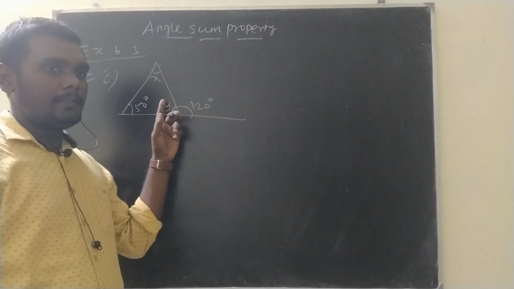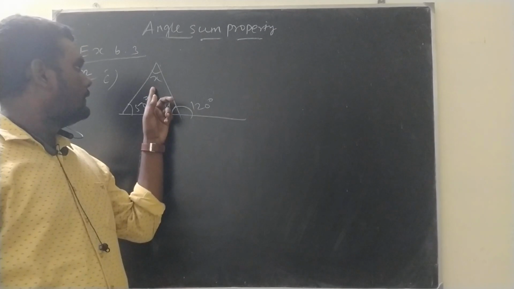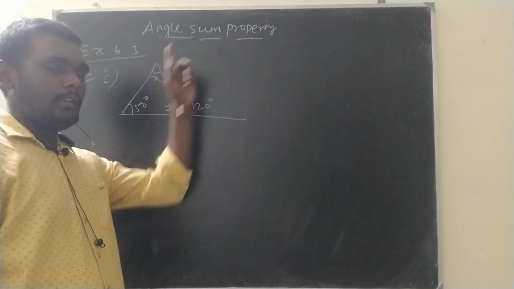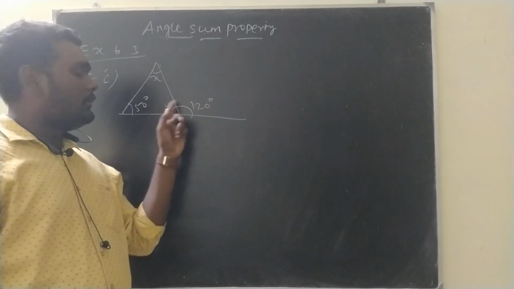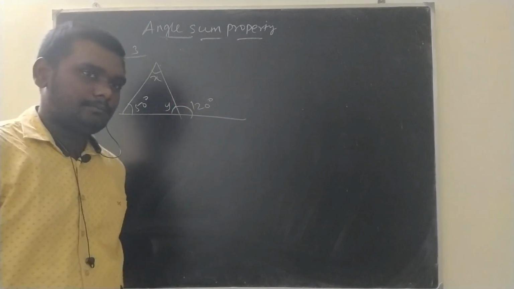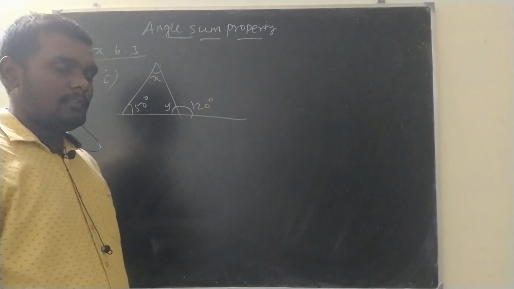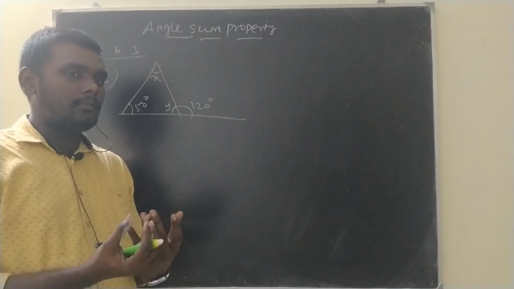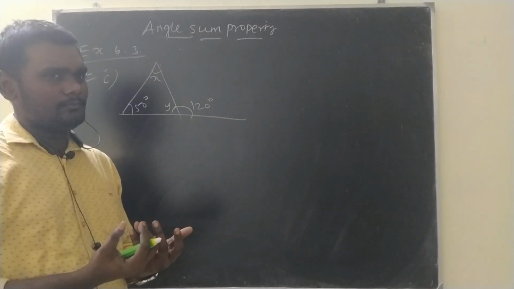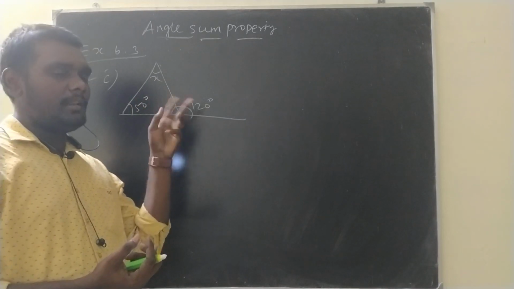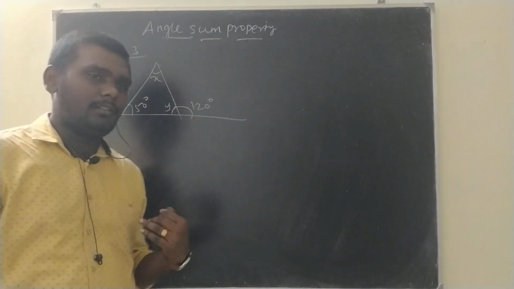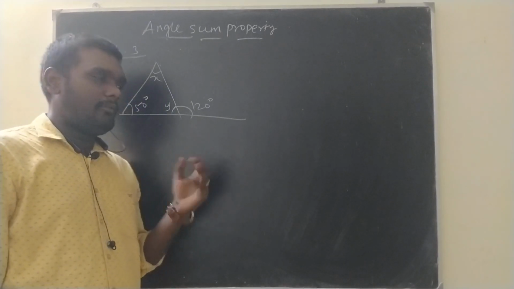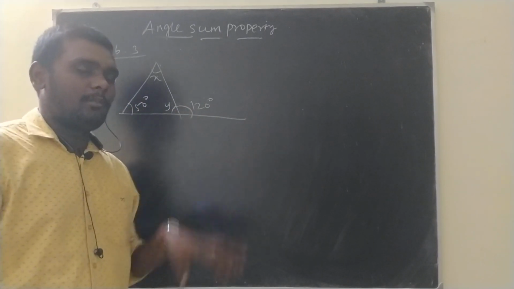To find x, we may use the exterior angle property, and to find y, we may use the linear pair property. If we require to use the angle sum property also, we will do. We can find x or y using any one property, and we will use the angle sum property as well. As we are discussing this angle sum property, we forcefully introduce it here.